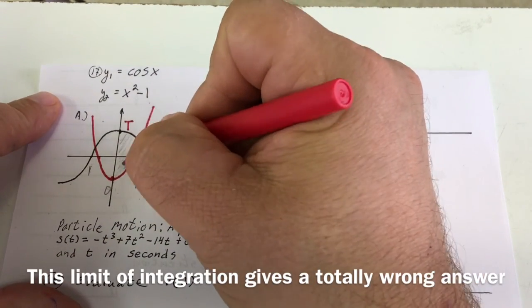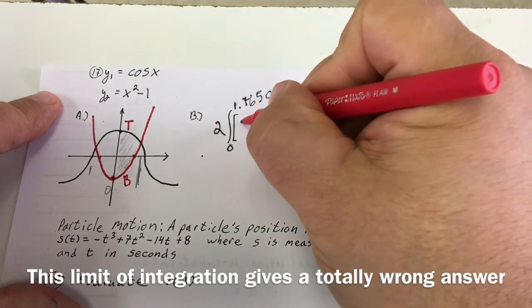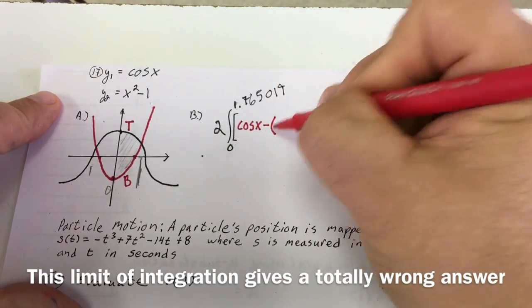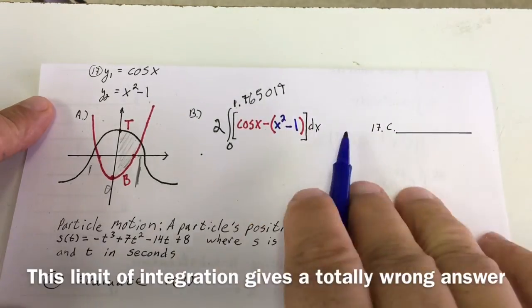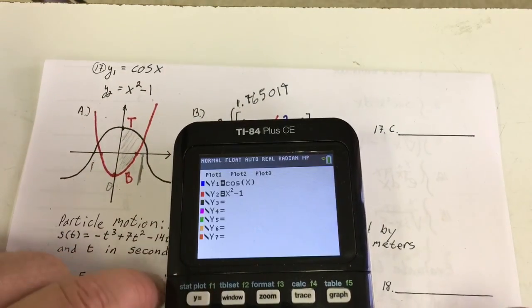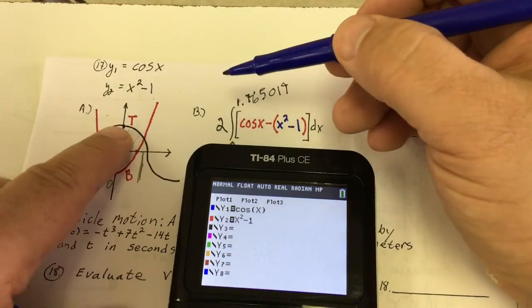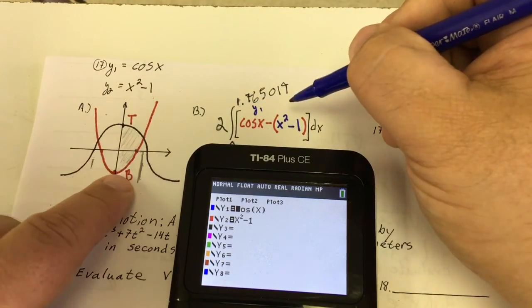So this is the top graph for my shaded region. This is the bottom graph. So the top graph is the cosine x minus the bottom graph, which is going to be the x squared minus 1. So I can type that in, or I can just go to my calculator, since I already have that entered into my y1. And notice, in this case, my y1 is on top, and my y2 is on bottom.